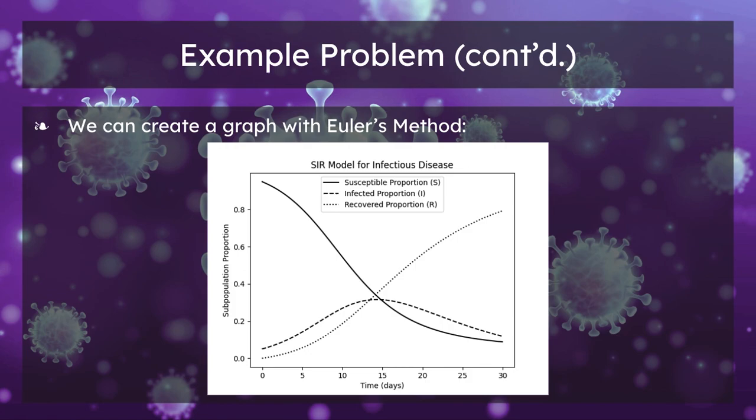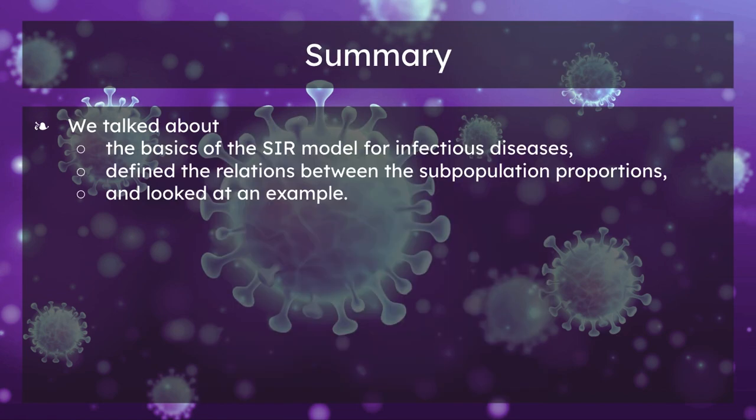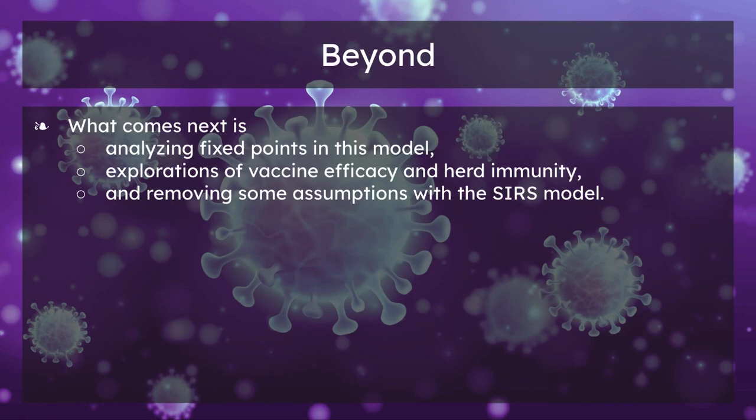In summary, we talked about the basics of the SIR model for infectious diseases, defined the relations between the subpopulation proportions, and looked at an example. Beyond this is analyzing fixed points in the model, explorations of vaccine efficacy and herd immunity, and removing some assumptions with the SIRF model. Thank you for listening.